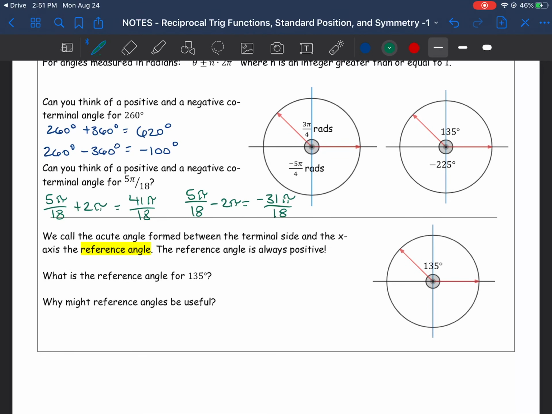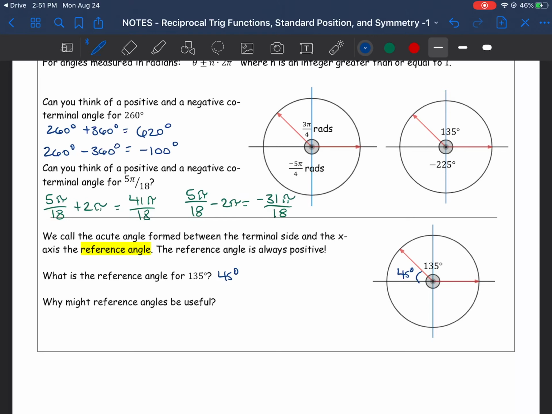All right. Next, we call the acute angle formed between the terminal side and the x-axis the reference angle. Note that the reference angle is always going to be positive. So if we take, for example, this 135 degrees, here's our terminal side. If I look at the terminal side and the x-axis, this is the reference angle here in blue. And that reference angle in this case would be 45 degrees. So again, the reference angle is the angle between the terminal side and the x-axis, and it is always going to be positive.